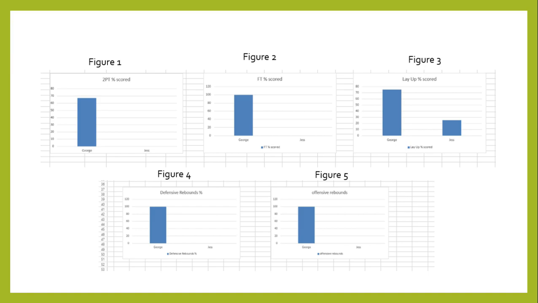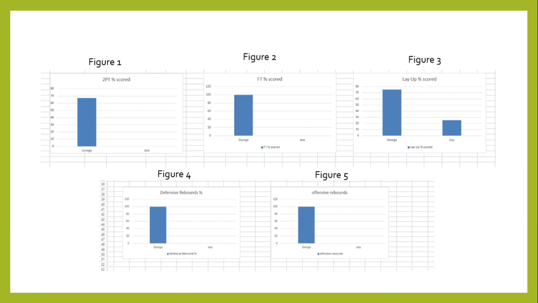Free throws. As seen in Figure 2, a high percentage of George's free throw shots were scored, whereas Jess did not score. When you look at the means of the free throws, there was an average of 7.7.